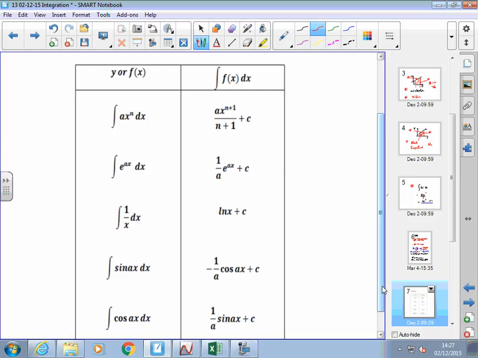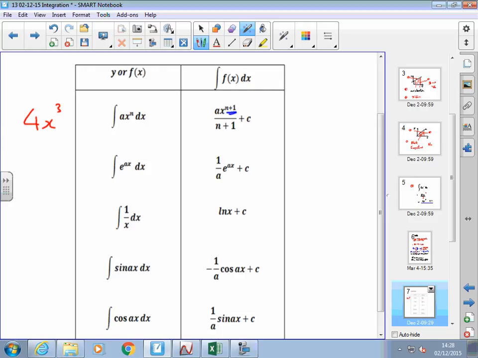So, for example, let's look at the first one. If I've got something to integrate like this, ax to the n, that's the most common one. And a and n are numbers. So, for example, 4x cubed. So, in that particular example, a is 4 and n is 3. What does the rule tell us to do? We've talked about this already, but here it is stated.